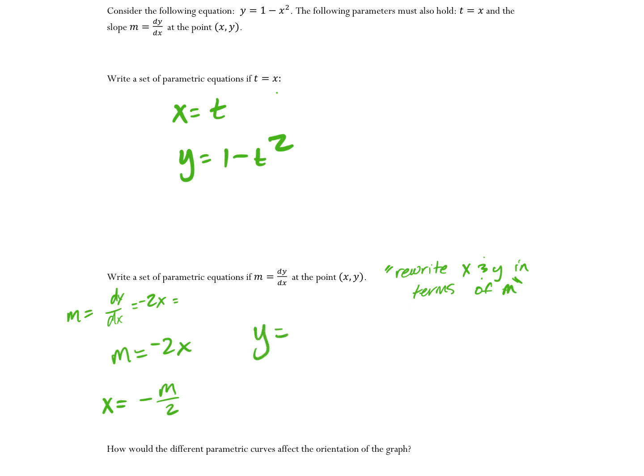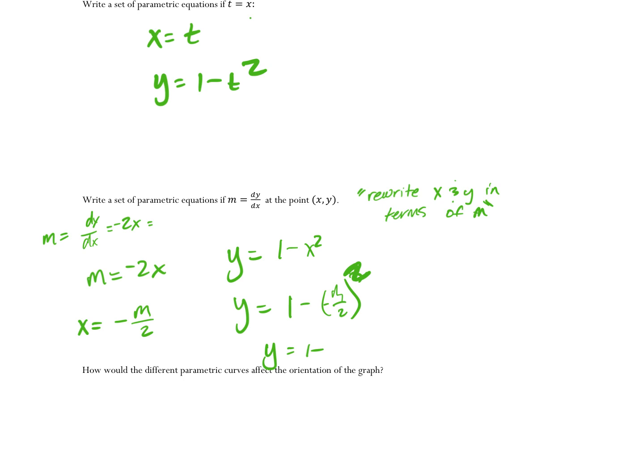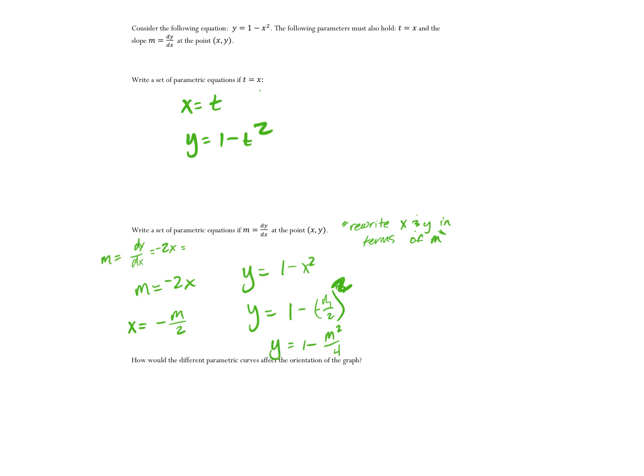What would y equal? Well, y is equal to 1 minus x squared. So if I wanted to write y in terms of m, now that I know x is equal to negative m over 2, y is going to equal 1 minus negative m over 2 squared. So y equals 1 minus m squared over 4. Does this feel okay?